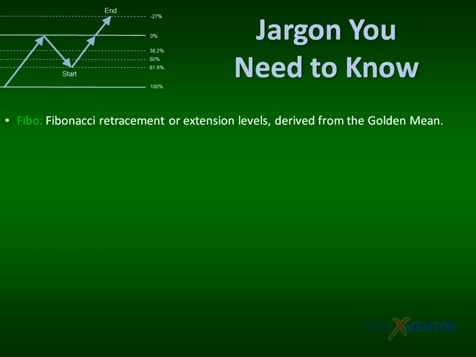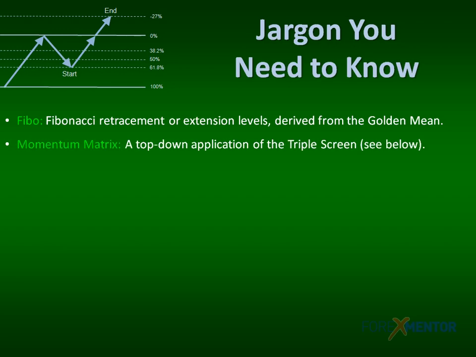Fibo, obviously short for Fibonacci, as in retracement or extension levels, all of which derive ultimately from the golden mean, and we'll talk about that in detail later on. The momentum matrix is just a concept. It's not an indicator, it's not a trading tool.